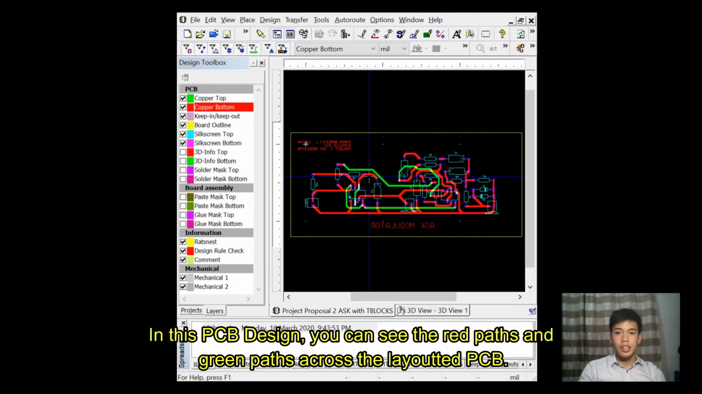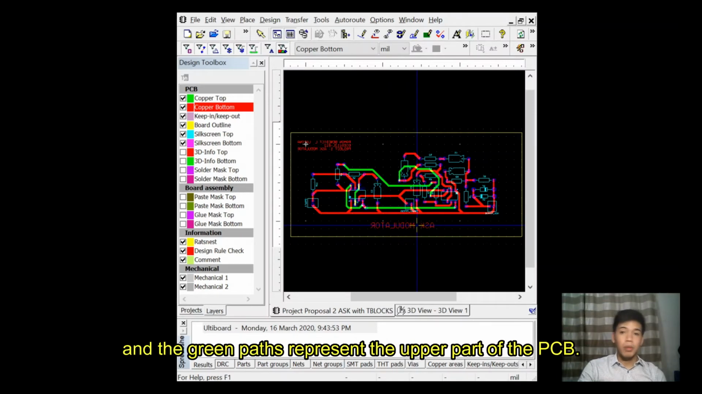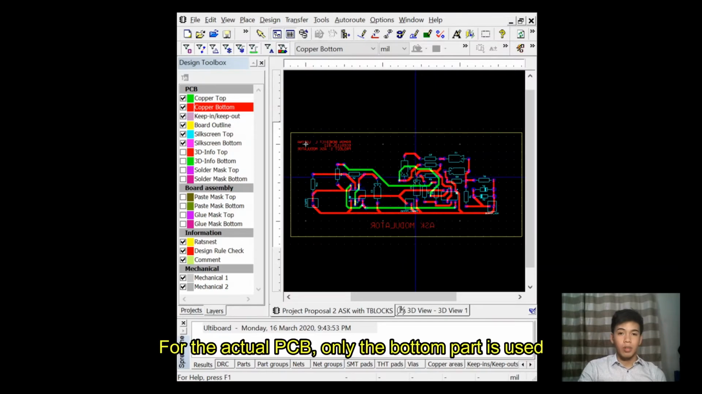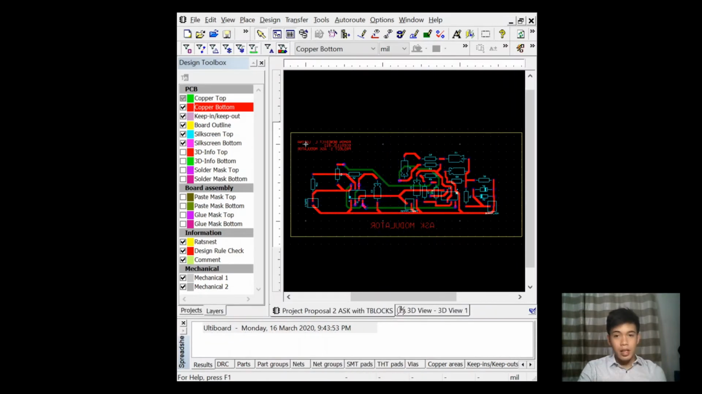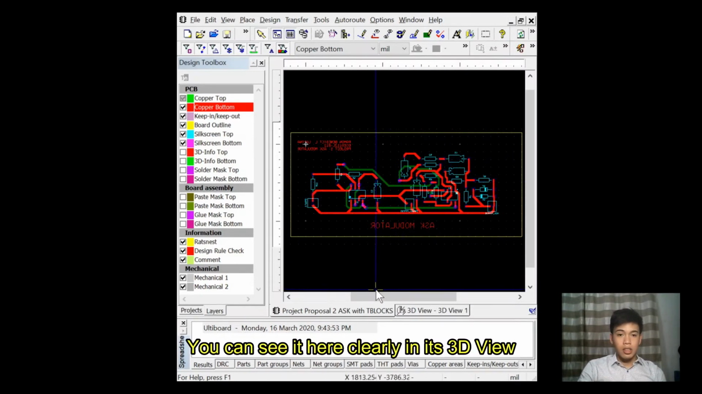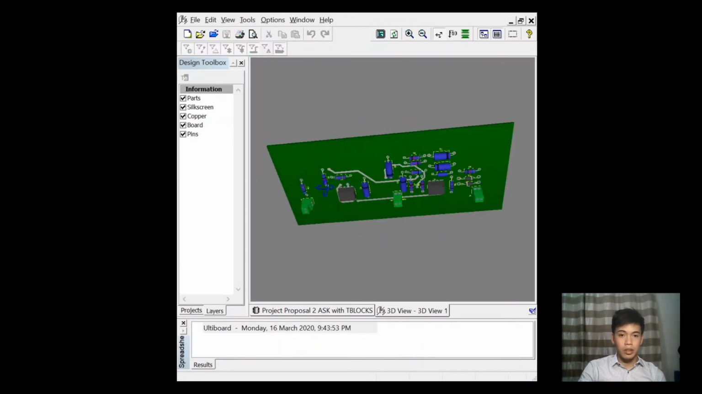In this PCB design, you can see the red paths and green paths across the layout of the PCB. The red paths represent the bottom part of the PCB, and the green paths represent the upper part of the PCB. For the actual PCB, only the bottom part is used, since the upper part is only used for indication of jumpers to avoid confusion and errors. You can see it here clearly in its 3D.